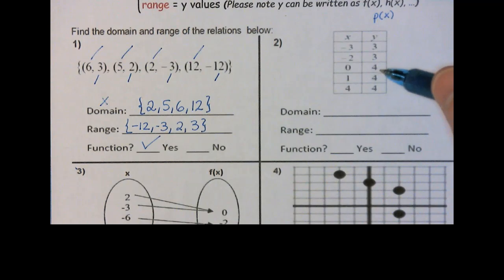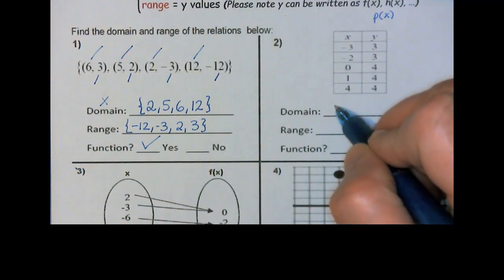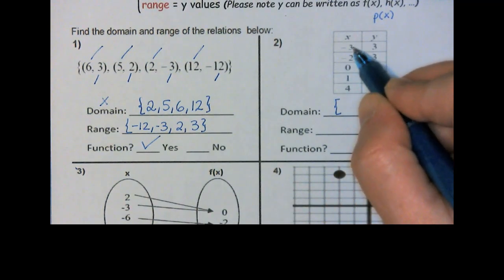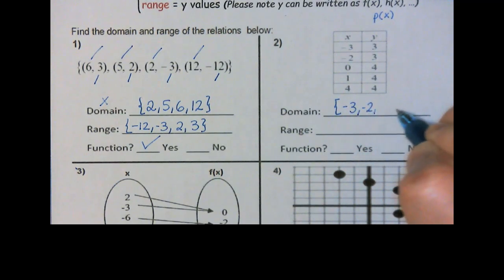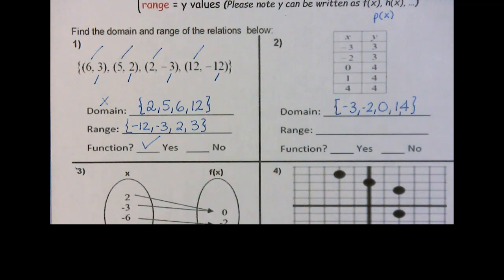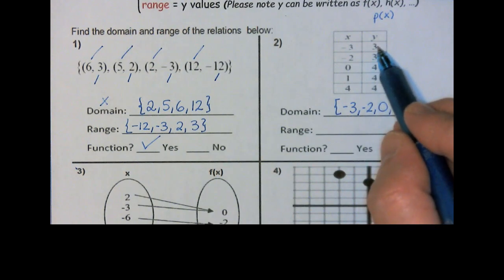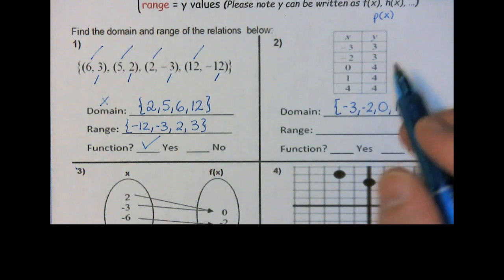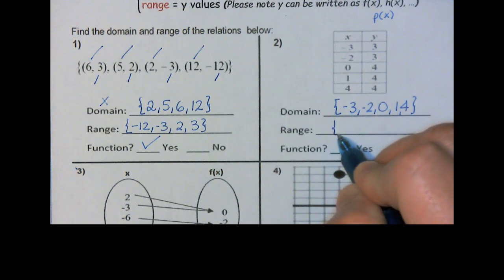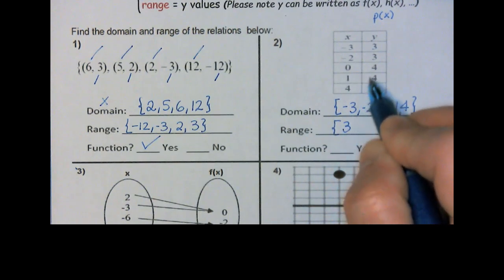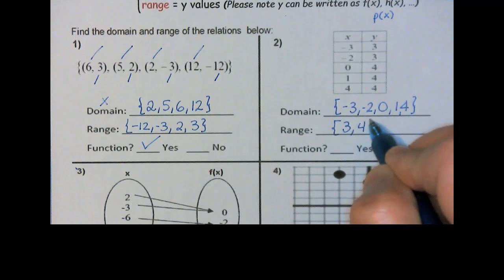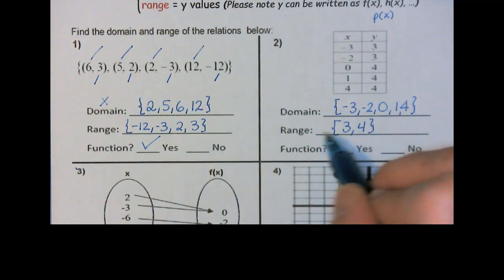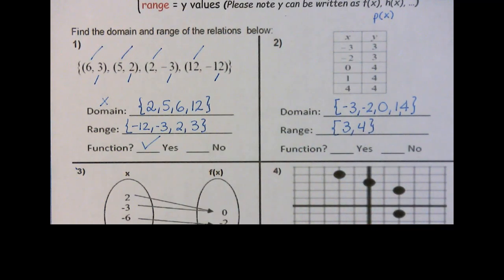Let's look at this table right here. On this table, I see the x values, and I see that they're already in order. So let's do negative 3, negative 2, 0, 1, and 4. Now for the range, I notice that I have 3 and 4, and 3 repeats. So whenever I describe the range, I can just write it once. So the 3 appears twice, that's okay. We just write it once. And then 4. That basically is telling you that the numbers pertaining to the range are 3 and 4.